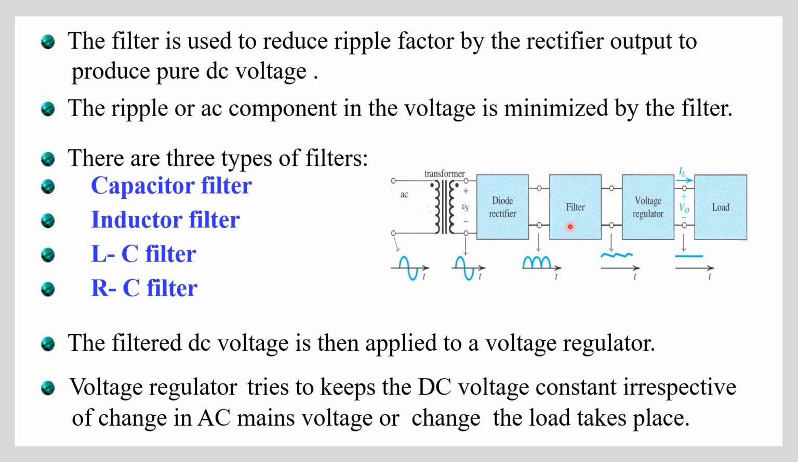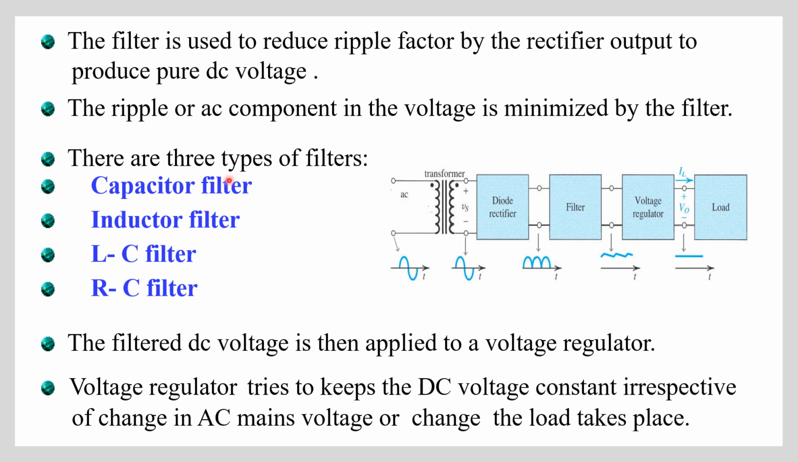There are three types of filter you can use: a capacitor filter, when you are using a capacitor, an inductor filter, and LC and RC filters in combination, that is, inductor and capacitor, and resistor and capacitor filters. This again we are going to see in detail.